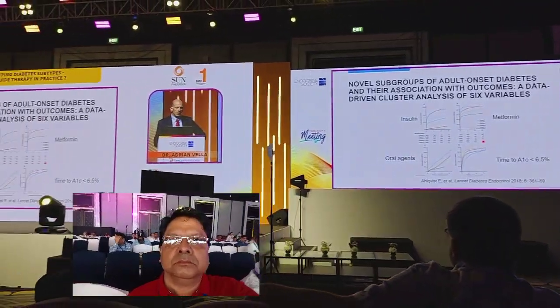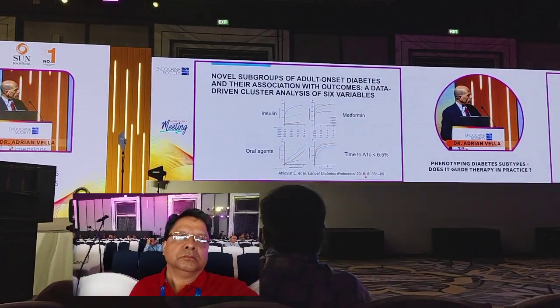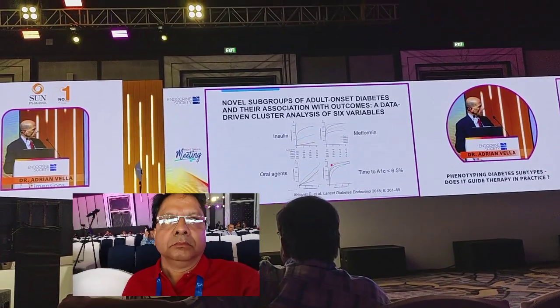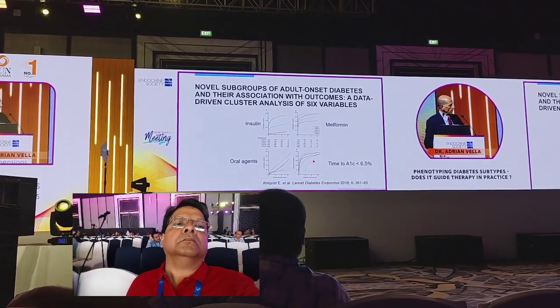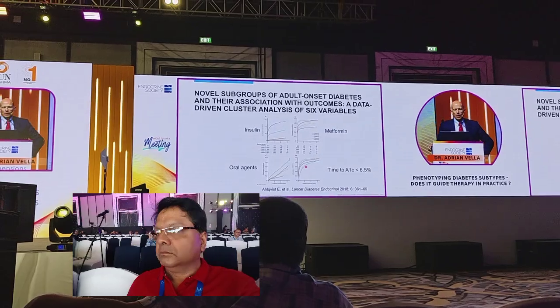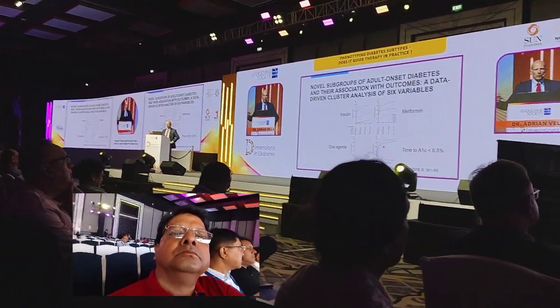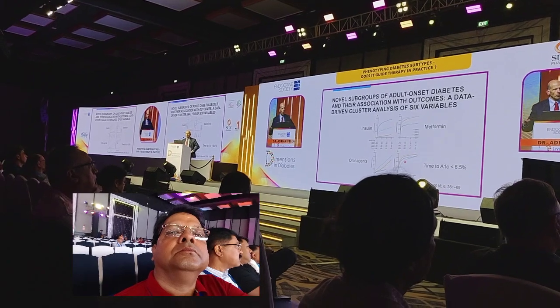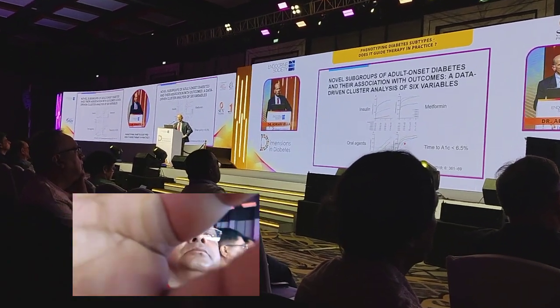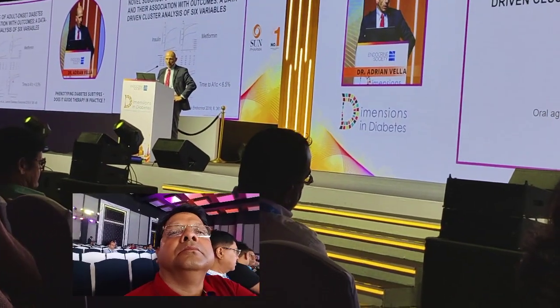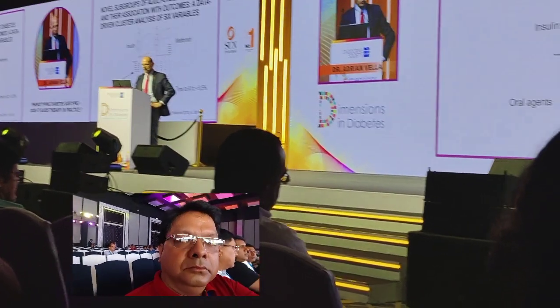And to some extent, they do. So for example, in this cluster, you can see the dark blue and the light blue clusters are the ones which take the longest to get to an A1C of 6.5 or less, okay? Those are the insulin deficient and insulin resistant clusters, okay? Not surprising that they're going to be more difficult to treat.